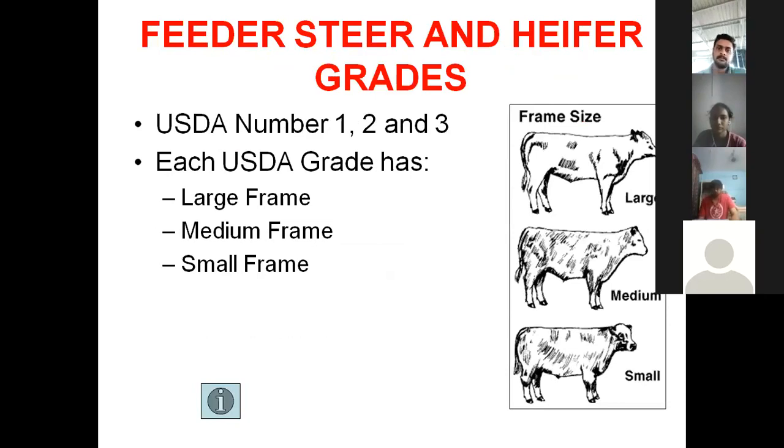So here, coming to the feeder stock, I talked about the frame size. Basically there are three frame sizes. See, for different countries you can develop your own grading system, or for a company you can develop it as per the availability of the animals in that locality, and how you can pay for that animal. So we can classify into three frame sizes: large frame size, medium frame size, and small frame size.